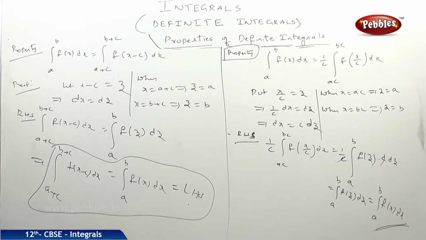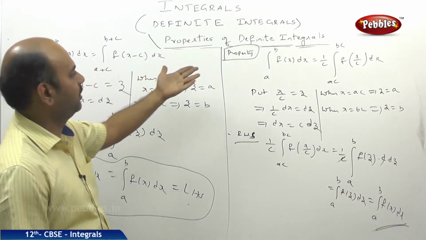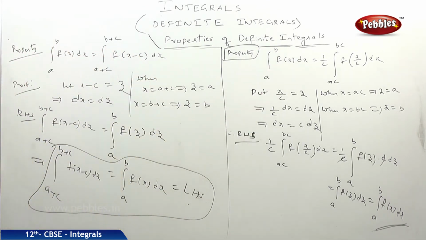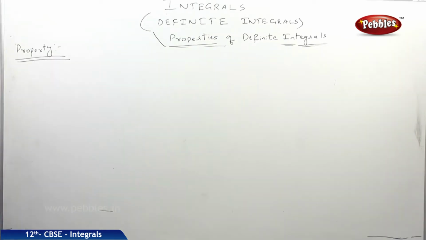What are the two properties? Integral a to b f of x dx is equal to integral of a plus c to b plus c f of x minus c dx, and integral of a to b f of x dx is equal to 1 by c integral ac to bc f of x by c dx. Very, very important, you should remember. We are seeing properties of definite integrals. In today's class we shall be going for another property.